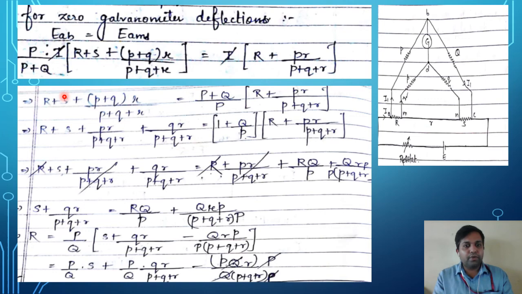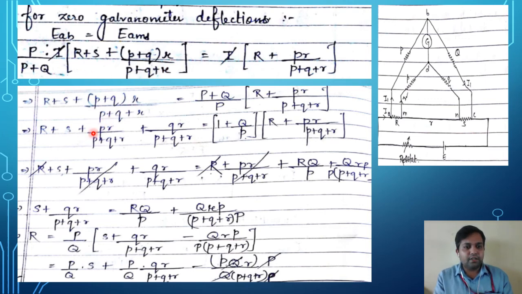What I am going to do here is take this entire P by (P plus Q) to this side. If I take this, it will get a reciprocal. So (P plus Q) divided by P will be multiplied with this entire term. Then this entire term will be retained like that.